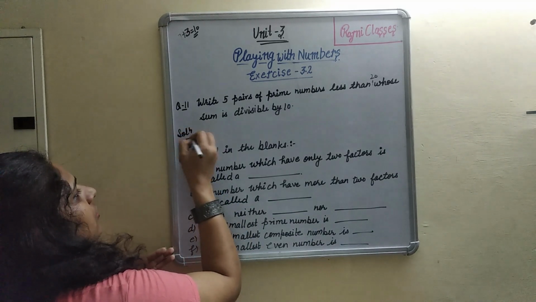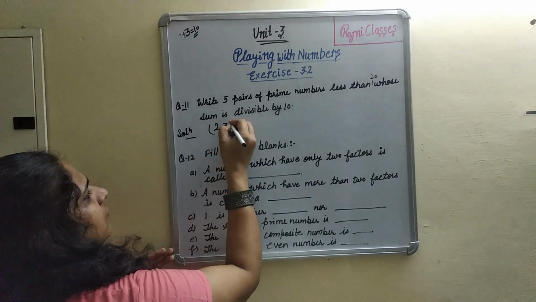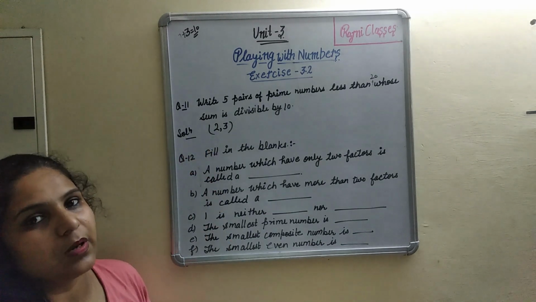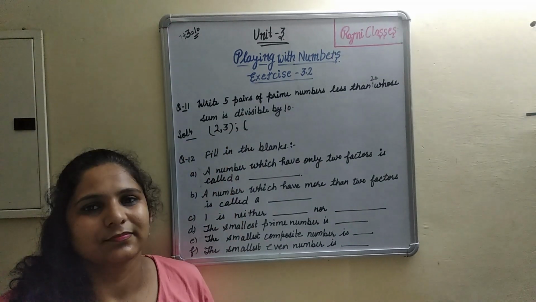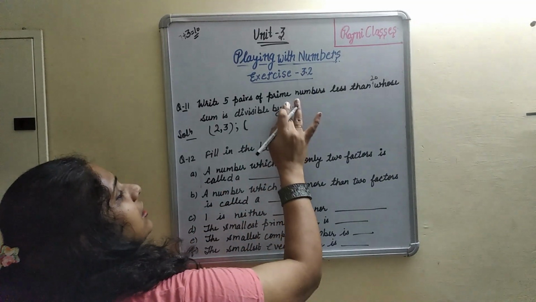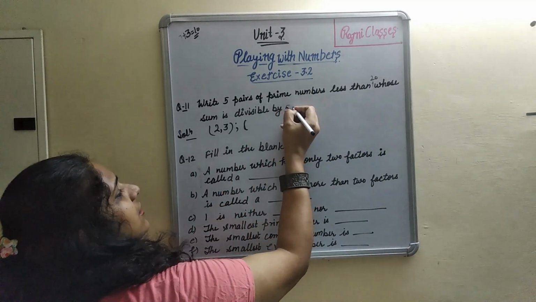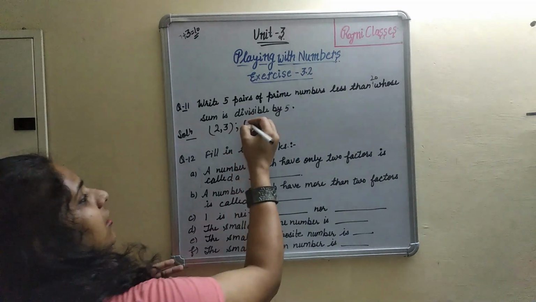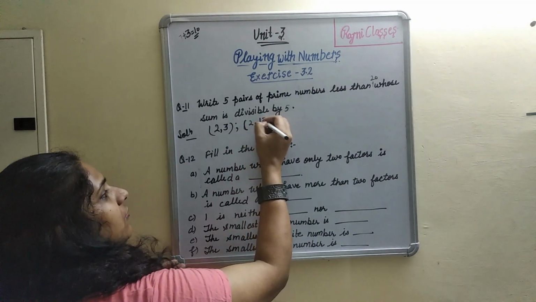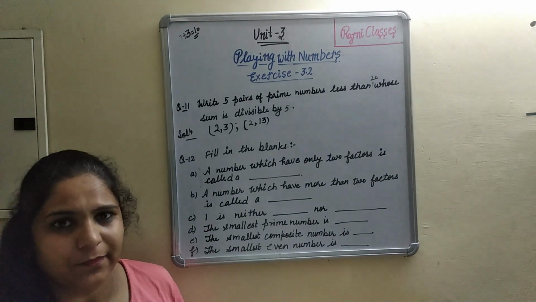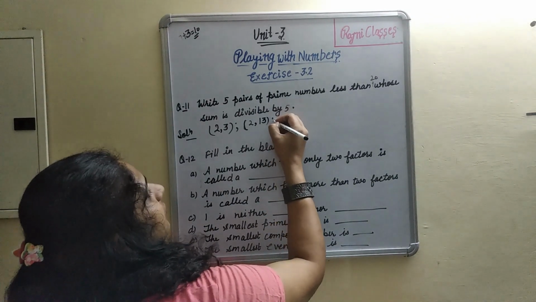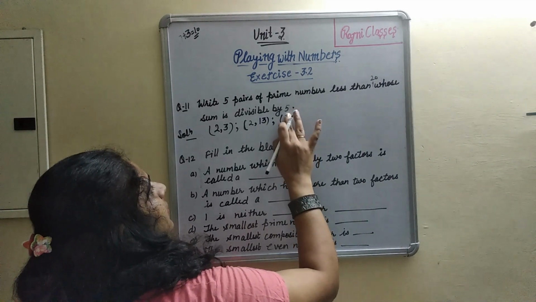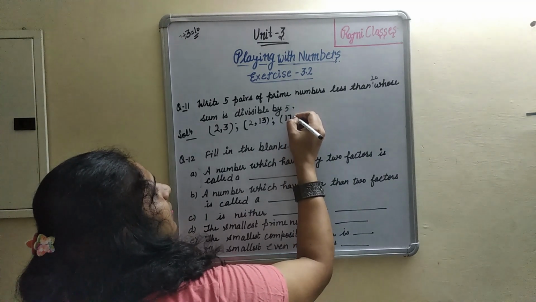Okay, let's do the solution. First one is 2 and 3. Both are prime numbers and both are less than 20 and their sum is divisible by 5. Sorry beta, here it is not divisible by 10; in your question it is divisible by 5, that's why 2 and 3 can be a pair. Then again we can take 2 and 13, which is 15, which is again divisible by 5.